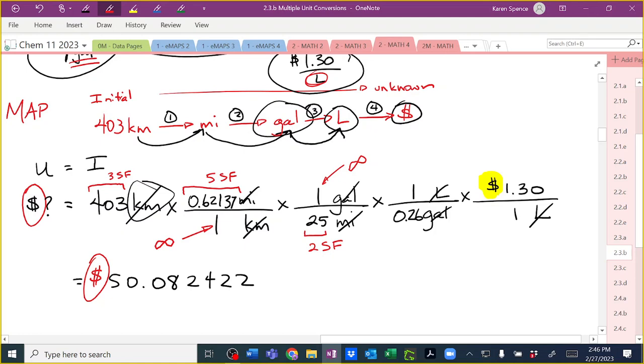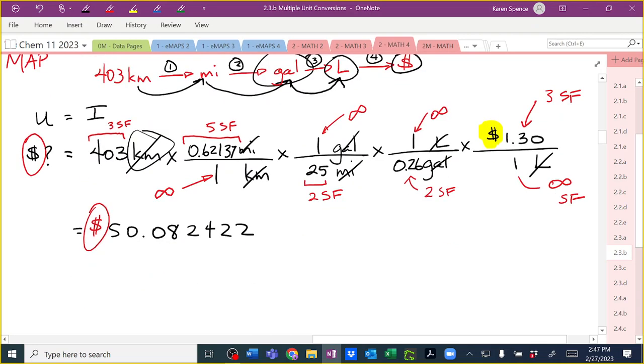How about my 1 liter up here? Infinite. And 0.26 gallons, that's imperial. So that's going to have 2 sig figs, because when we're converting between measurement systems, whichever one isn't 1 has sig figs. And then finally, $1.30 has 3 sig figs, and the 1 liter has infinite sig figs. So I need to now round this answer to 2 sig figs.